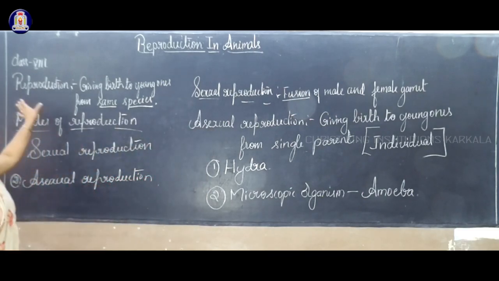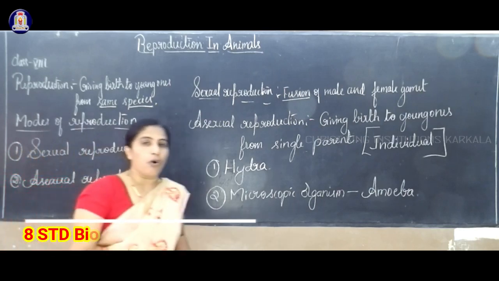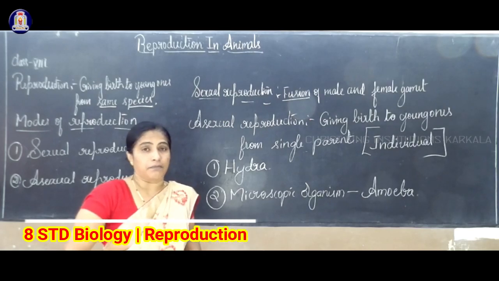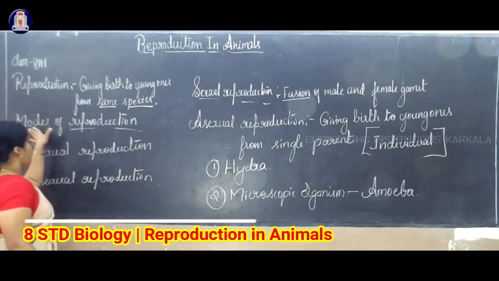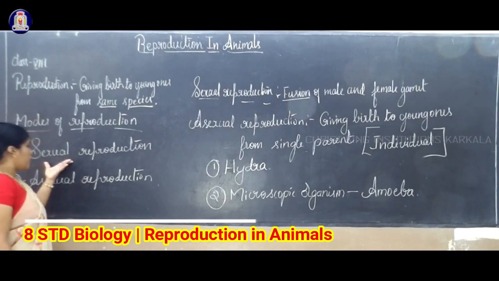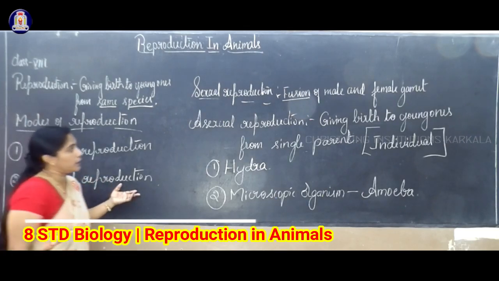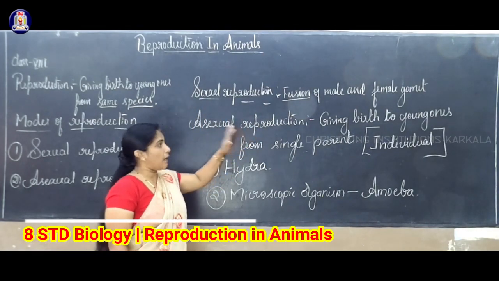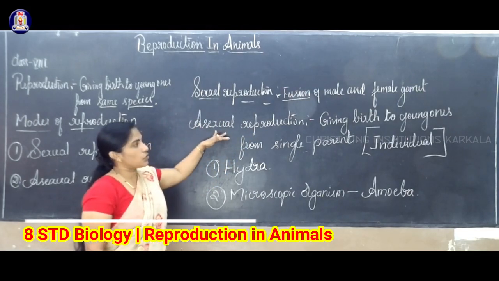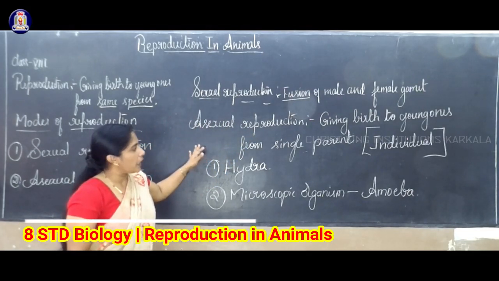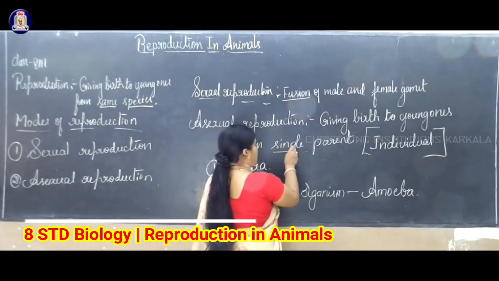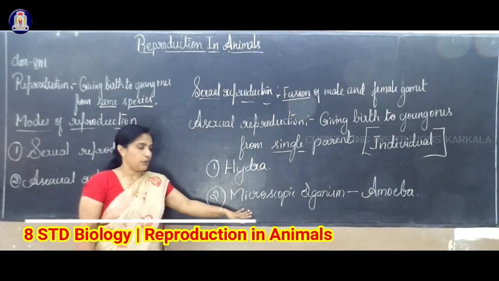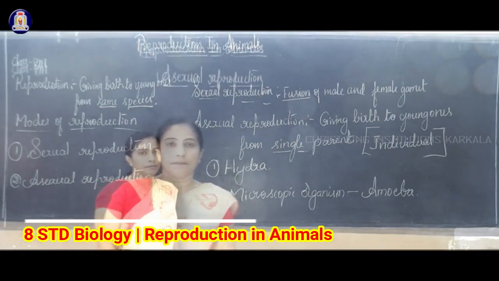Again I repeat. Reproduction is giving birth to young ones of the same species or continuation of the same kind of organism. It is called reproduction. Modes of reproduction, there are two, sexual and asexual reproduction. In sexual reproduction, the definition is fusion of male and female gamete. Asexual reproduction is giving birth to a young one from a single parent. Two examples, hydra and a microscopic organism called amoeba.